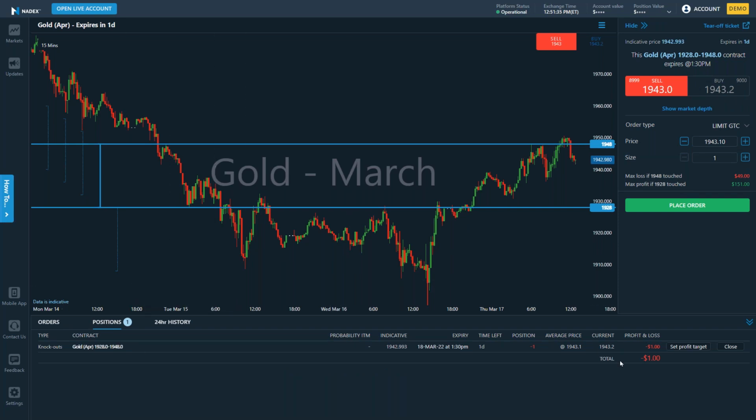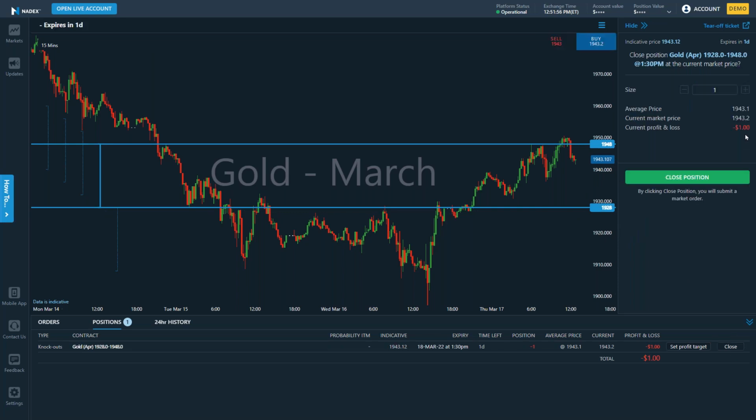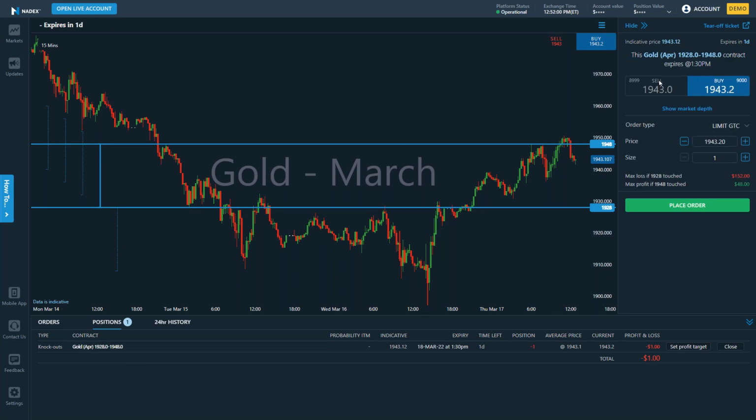You can see my position here. This is, again, not a buy or sell recommendation. I know I can't lose more than $49, because if it goes up to the ceiling, I'll be knocked out. Now, I can make $151 if it goes all the way down to the floor. If I didn't like that trade, I could quickly close it and just take a $1 loss. Or I could have clicked on this and tried to place an order to sell it. Maybe I could scratch my trade.